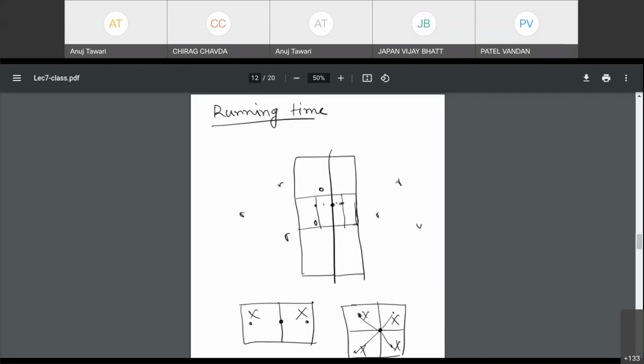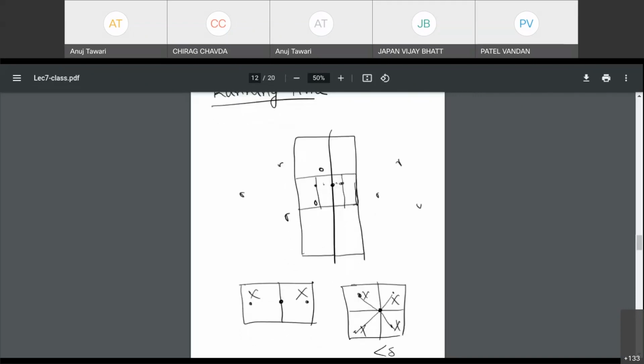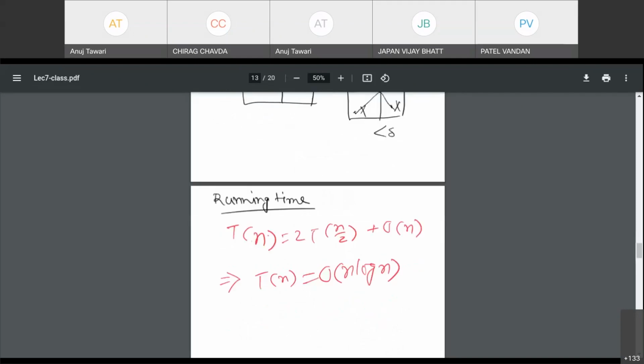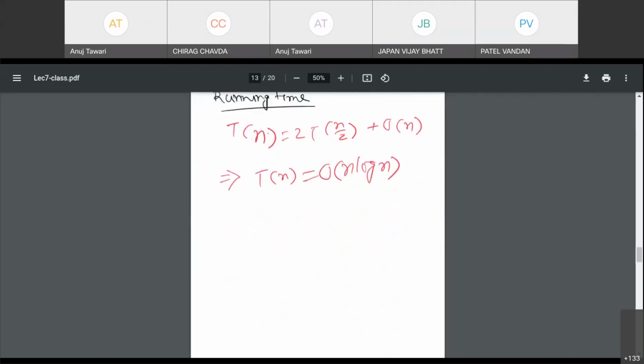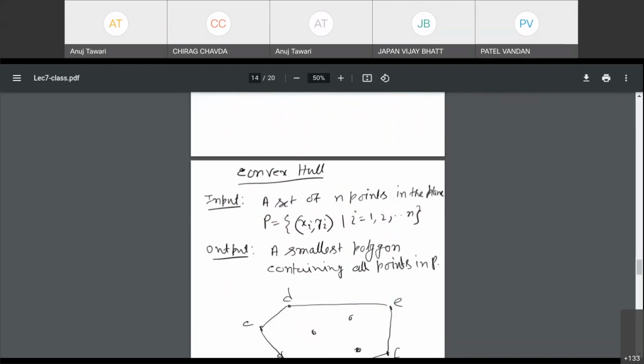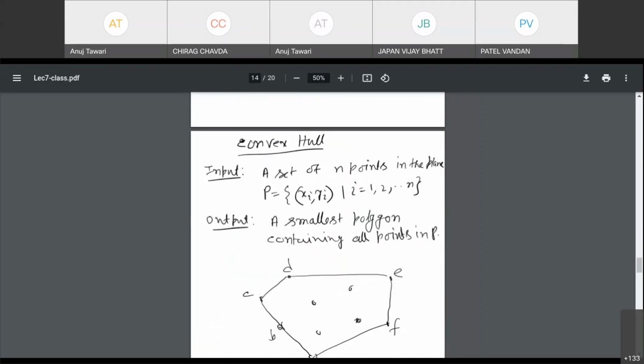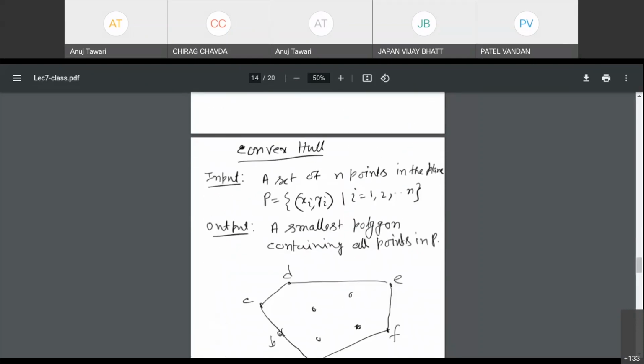So the first main issue I will try to address in the next problem which we had. So I'm not considering a circle now. So this is the new problem called convex hull. You may have already encountered this. So again, the same thing, a set of n points in the plane xi, yi, and we want to find the smallest polygon containing all points in P.